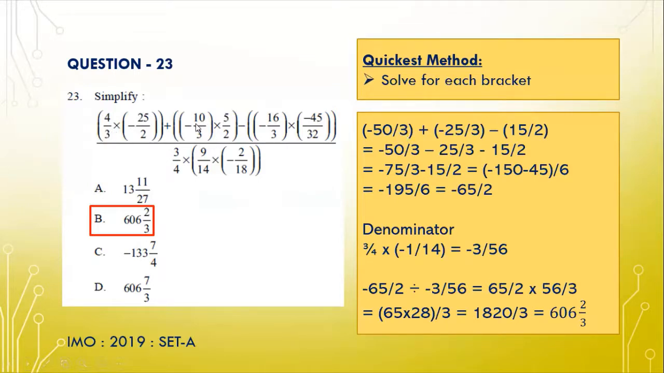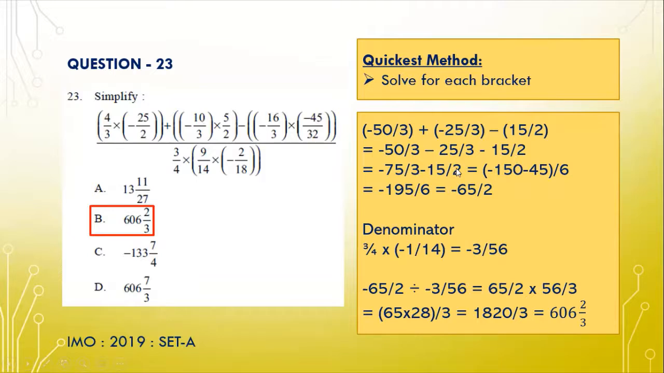Minus 50 upon 3. Similarly, 2 5s are 10 and 5 5s are 25. So minus 25 upon 3. 16 2s are 32 and 3 15s are 45. So minus will become plus. So this will be 15 upon 2. So minus 50 upon 3 plus minus is minus and minus 15 upon 2. Minus 50 minus 25 upon 3, which is minus 75 upon 3.